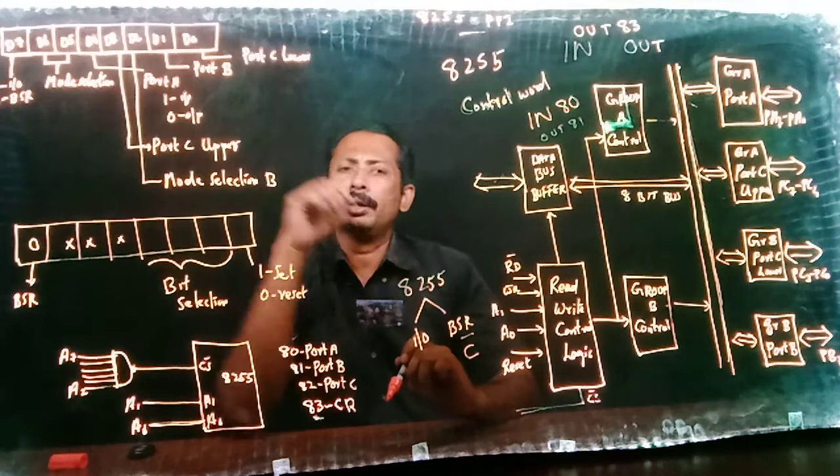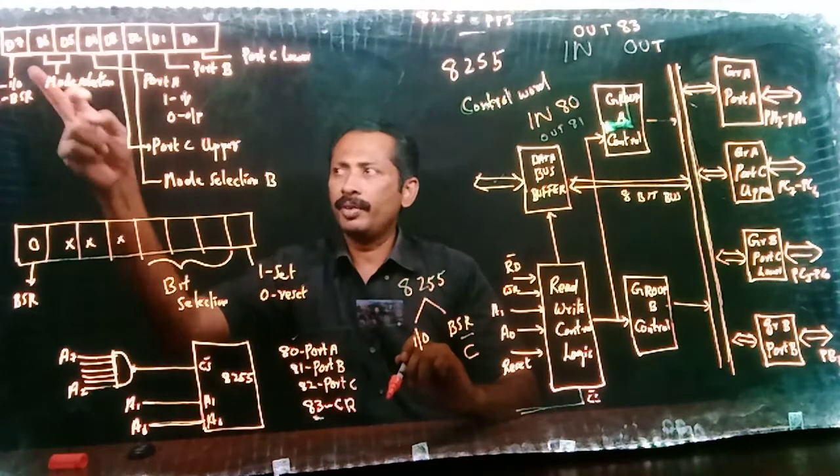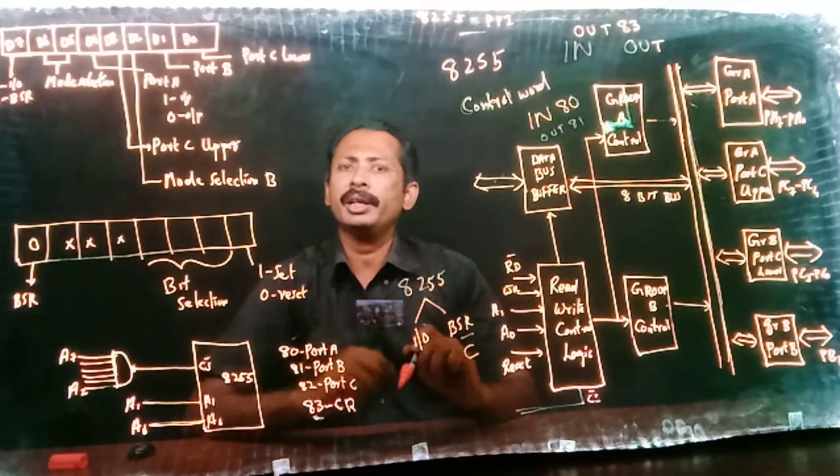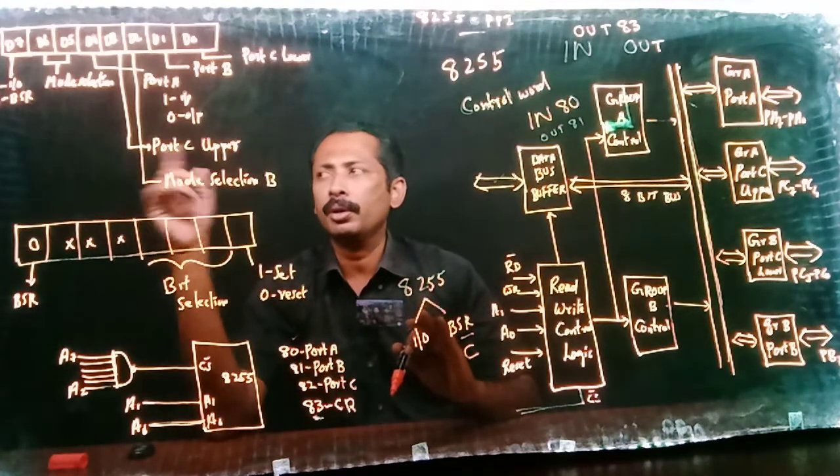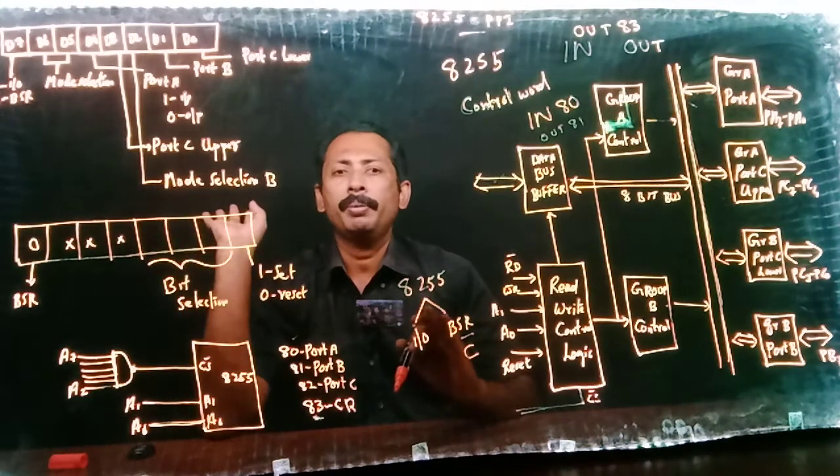So in this control word, the first bit indicates which mode. If it is 1, it is input output mode. If it is 0, it is BSR mode.